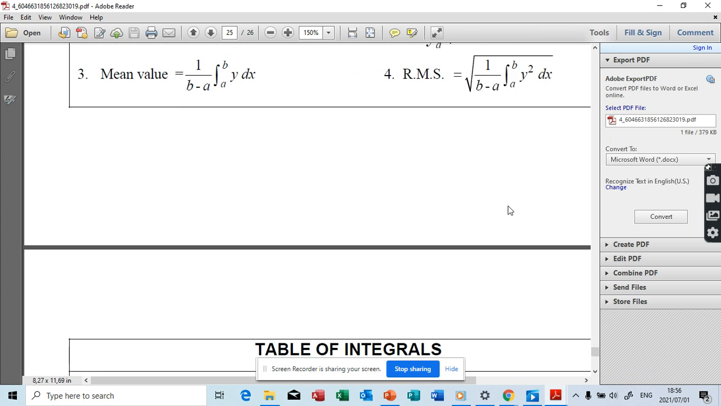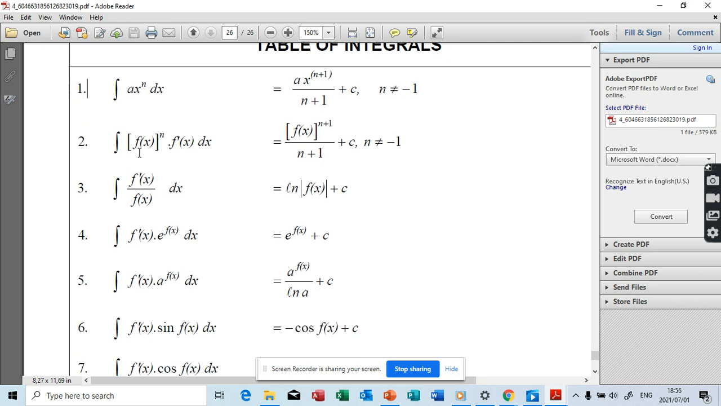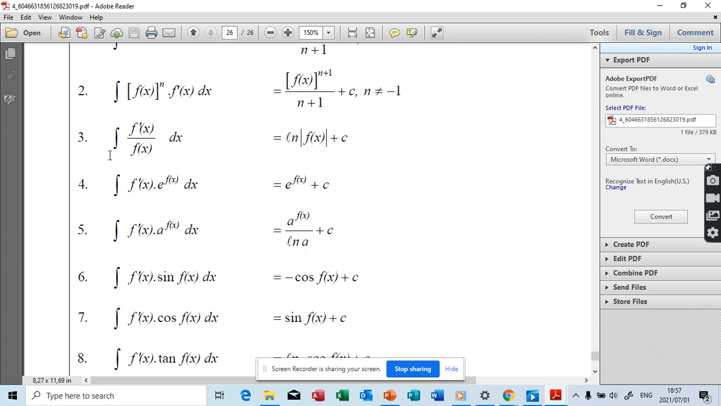Everything is there. So now we're gonna use this table of integrals today. I'll take you through every equation or formula.